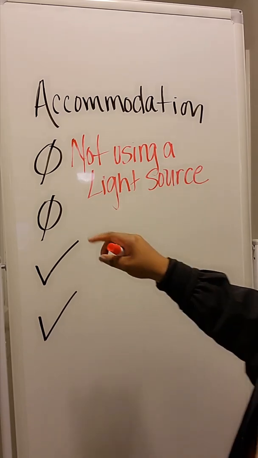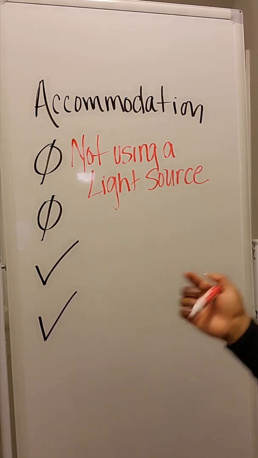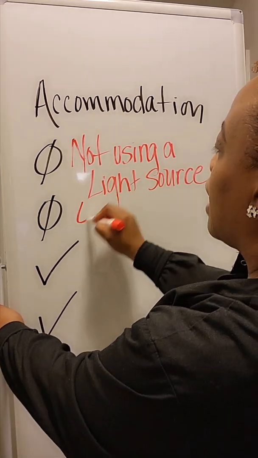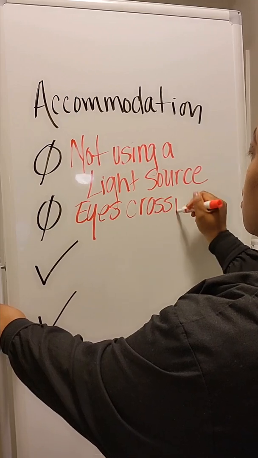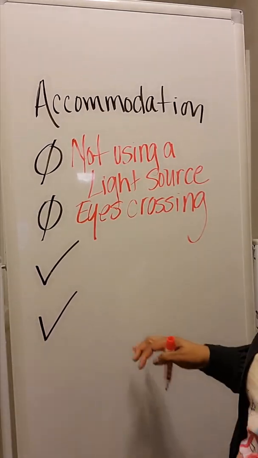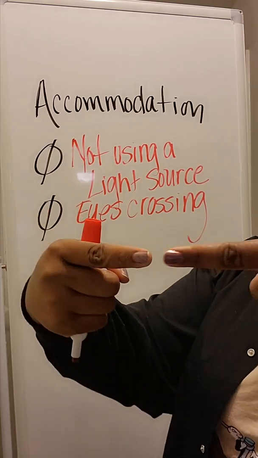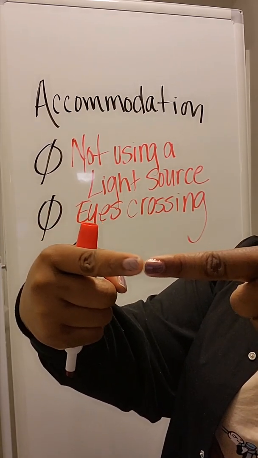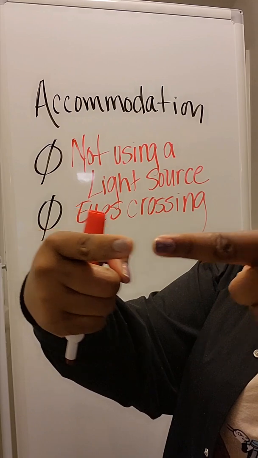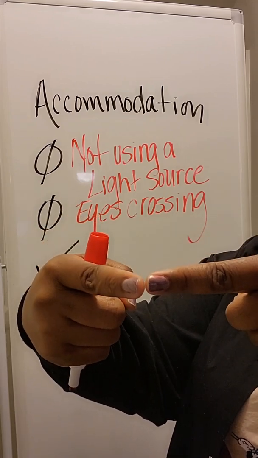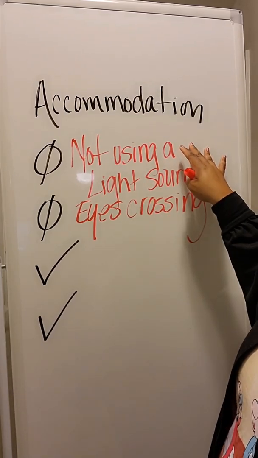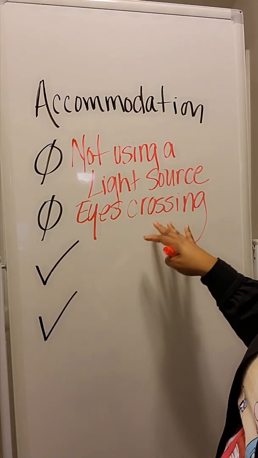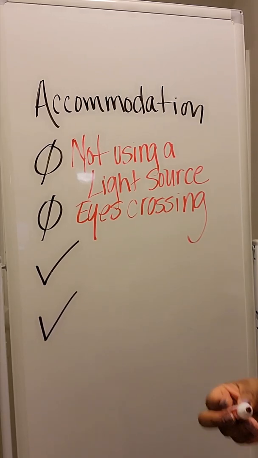The other thing that sometimes accommodation is confused for is looking for the person's eyes to cross. When you have a person's eyes cross, that's typically assessing for convergence, the ability of a person's pupils and eyes to converge by coming together to look at a point. So you should not be using a light source when you're checking for accommodation, and you should not be assessing for their eyes to cross. It's not eye crossing or convergence.